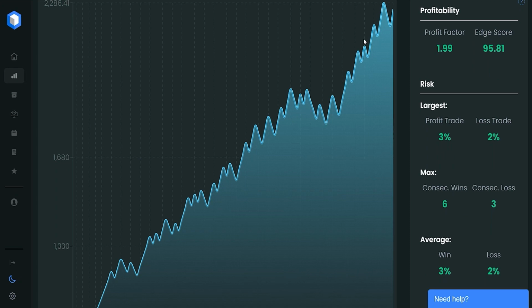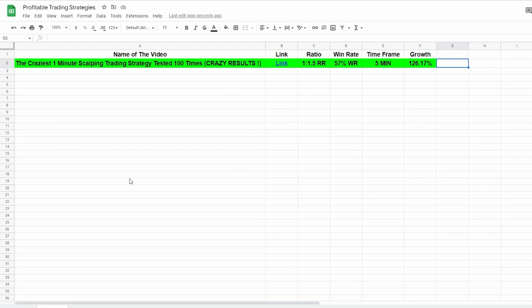Now let's put this strategy on our list of profitable trading strategies. This strategy will be the first one we will be putting on our trading strategies Excel spreadsheet. As we add more strategies to this list, we will compare them and we will eventually find the best trading strategy there is.